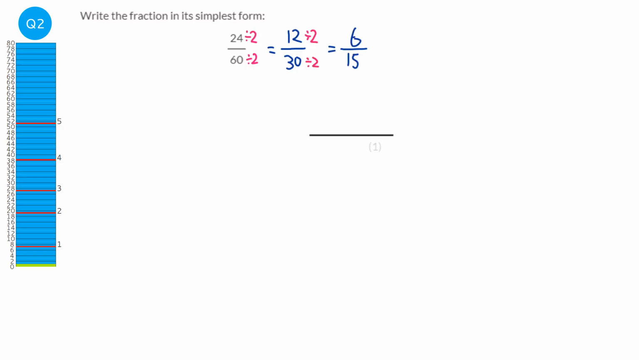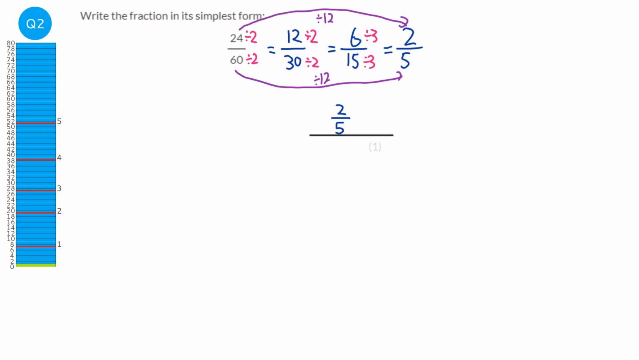Now 6 and 15 are both in the 3 times table, so we can divide them both by 3. And we get the answer of 2 over 5. Now 2 and 5, there's no numbers that go into 2 and 5. And so that is our answer. Now we could have gone straight from the question to the answer by dividing by 12. Some of you may notice that 24 and 60 are both in the 12 times table, so you could have gone straight there, but it makes absolutely no difference if you divide by 2, then divide by 3, or you could have divided by 2, then divided by 6, or done it in any of those orders.